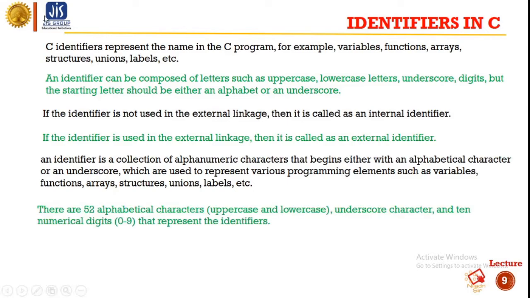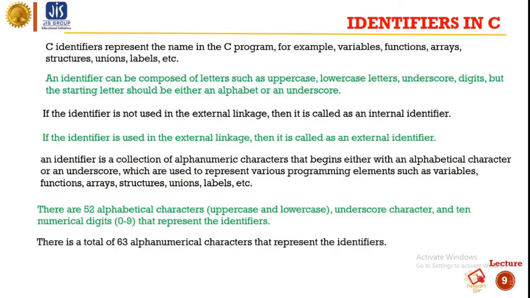There are 52 alphabet characters in uppercase and lowercase. In uppercase there are 26 and in lowercase there are 26. The underscore character and 10 numerical digits from 0 to 9 also represent the identifier. So this can be any combination of all these things. There is a total of 63 alphanumeric characters that represent the identifier. We can make any identifier using any combination of these alphanumeric characters.